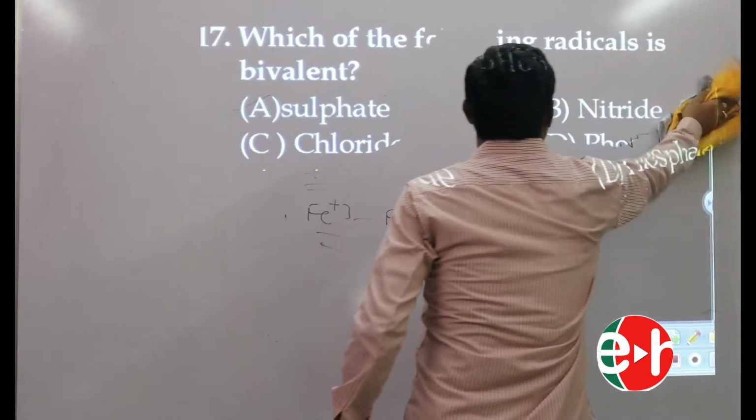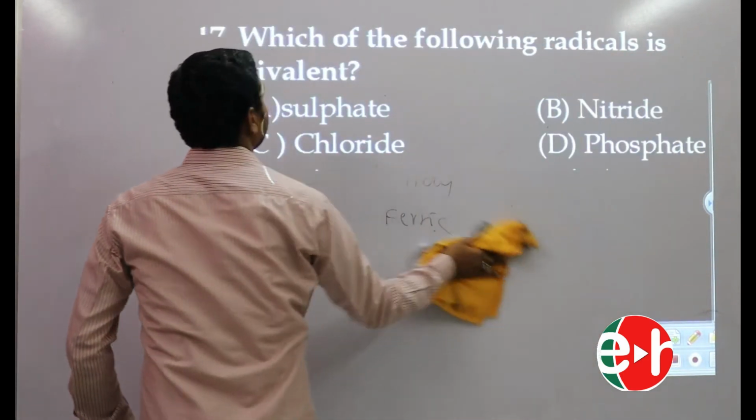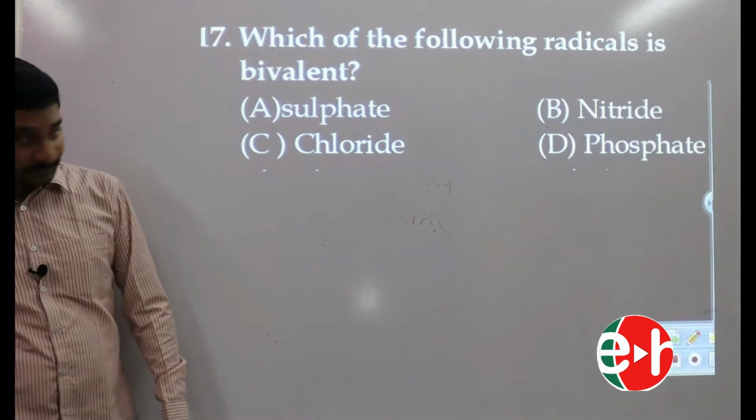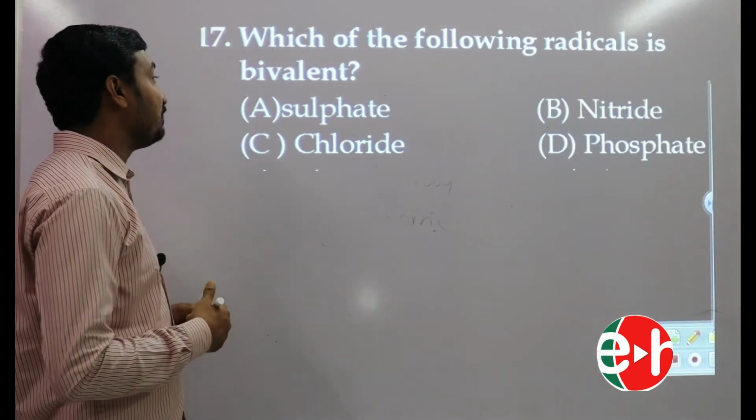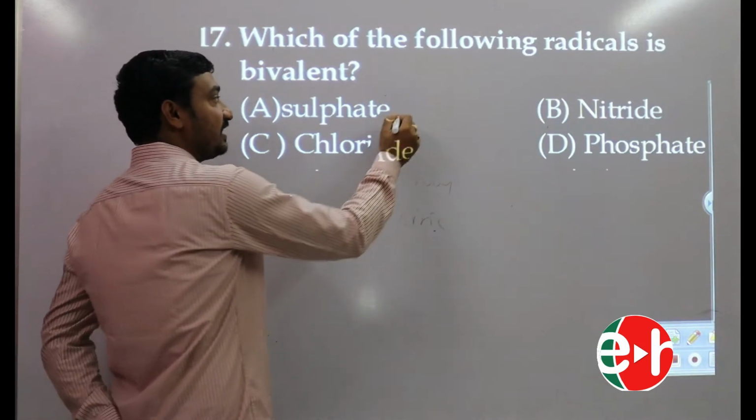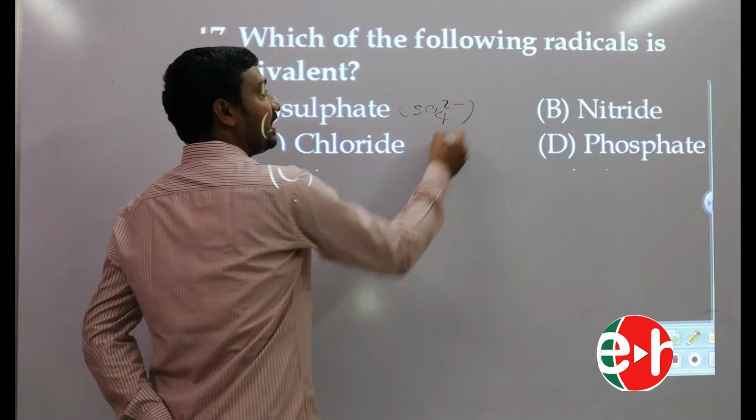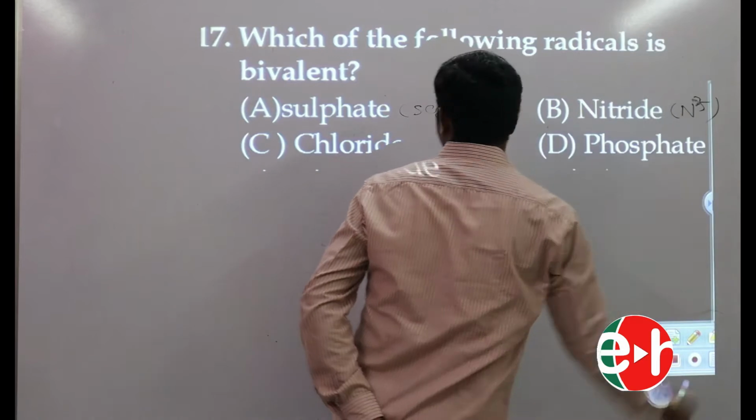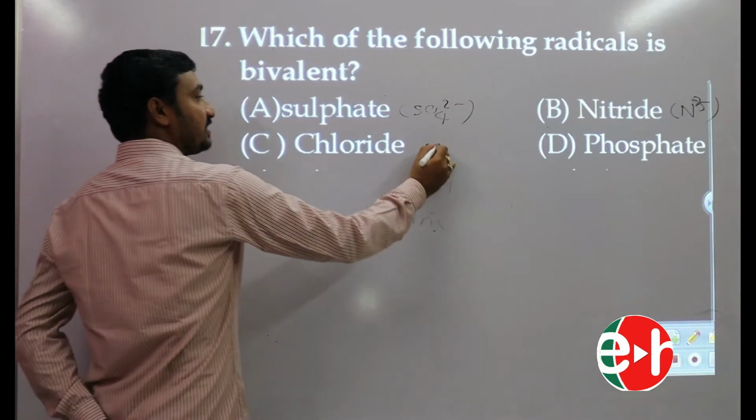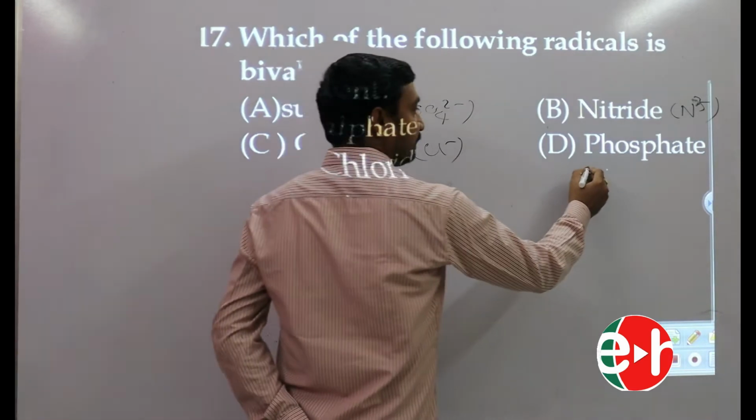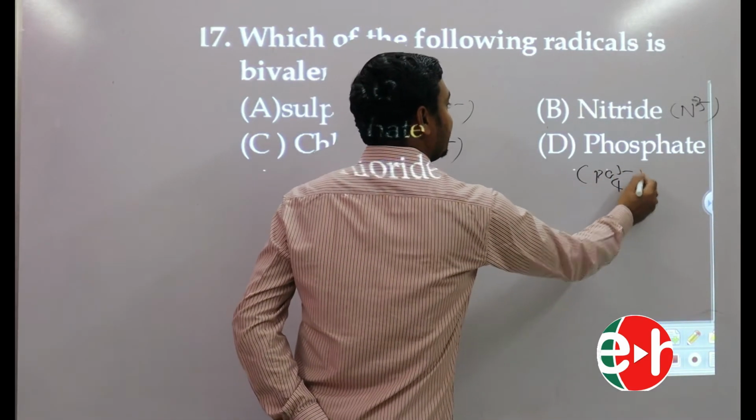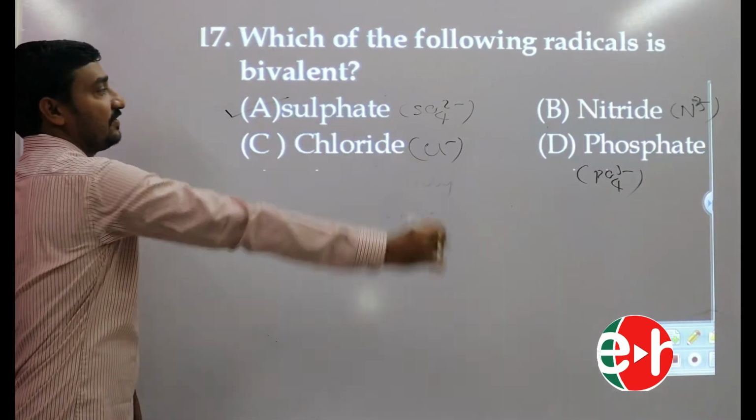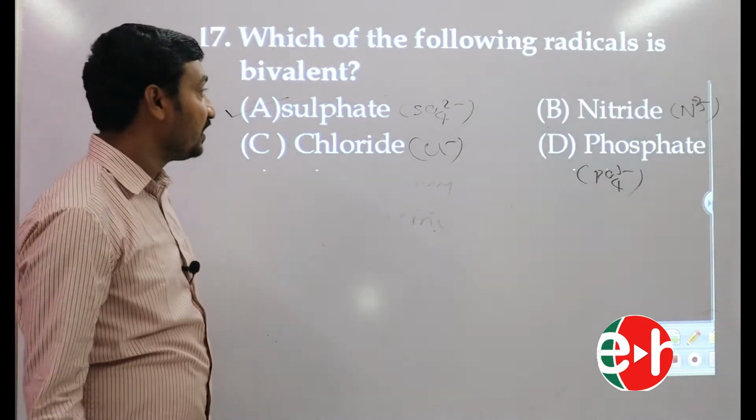Which of the following radicals is bivalent? Again asking bivalent. Sulfate, this is bivalent, SO4 2 minus. Nitride, N3 minus, trivalent. Chloride, Cl minus, monovalent. Phosphate, PO4 3 minus, this is trivalent. Hence the bivalent radical is the first one, sulfate. Okay, next one.